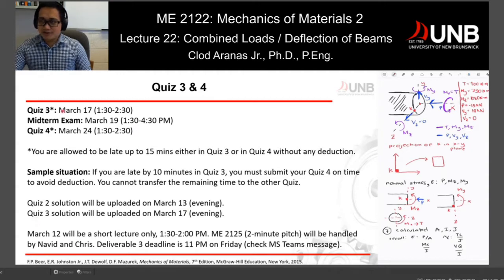Quiz number 3, because it's very tight, from quiz number 3 to the midterm exam it's just 2 days. So I'll upload the solution so that you can review the mistakes that you might have made in quiz number 3. I'll upload it March 17 in the evening, so you still have at least 2 nights to review the mistakes that you made in quiz number 3.